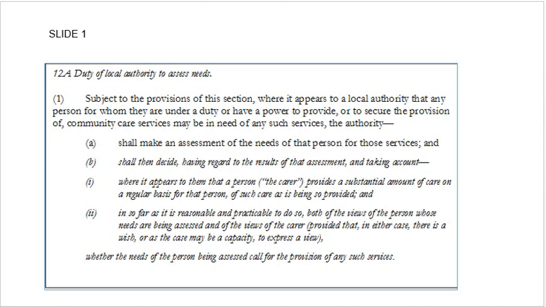For example, time may be needed to train staff or to set up new administrative arrangements or to make delegated legislation containing more detailed rules. And it's to delegated legislation that we now turn.